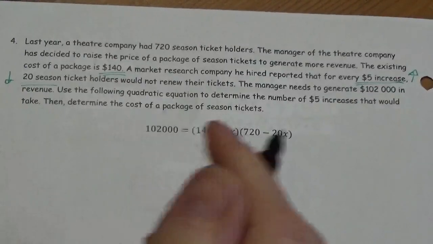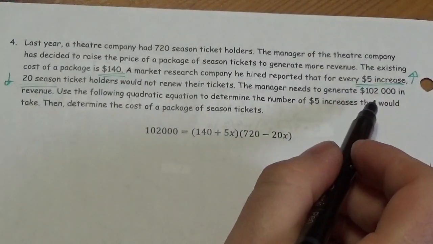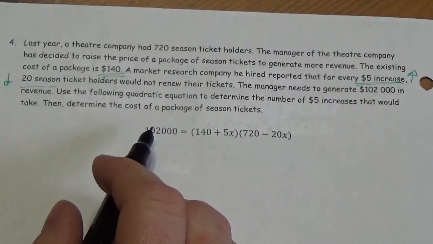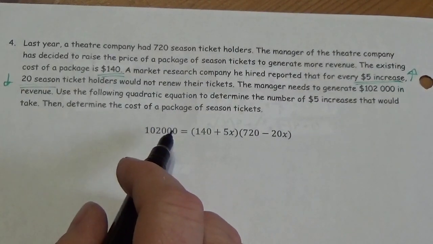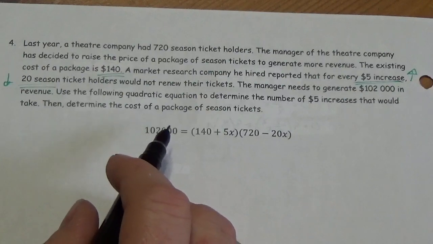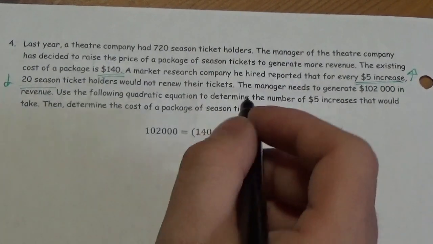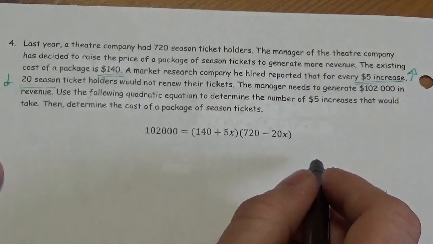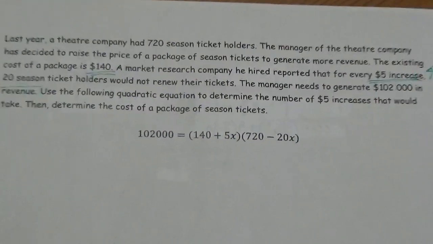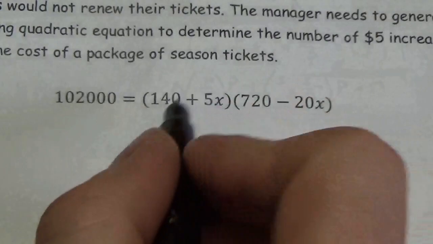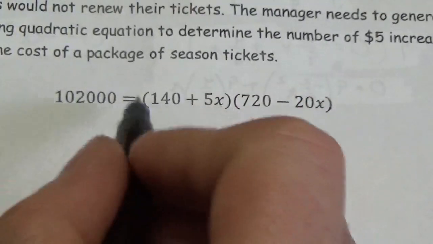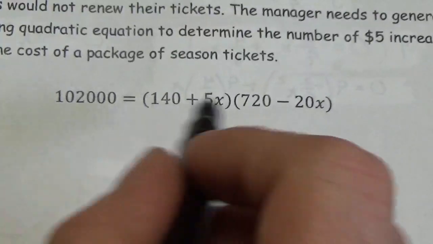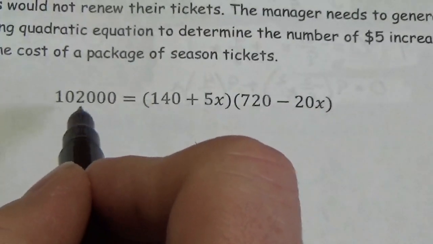So the manager needs to generate $102,000 in revenue. So use the following quadratic equation to determine the number of $5 increases that would take. Then determine the cost of the package of the season tickets. Okay, so here's the equation that we're given. Now I want to take a little bit of a closer look at this. So this is how much the manager wants to generate. So this has got to equal this right here.